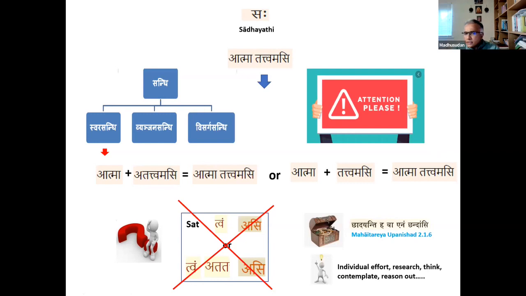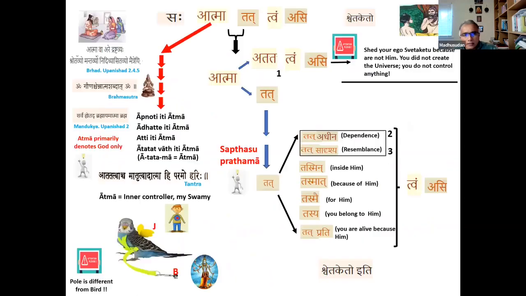And this is a recurrent theme in the Upanishads, that this information is kept in a very cryptic way so that it can open up in various different directions. It is up to individual effort to understand what the Rishi is actually saying, or what the Apaurusheya Veda is actually saying. He could have said Sat Tvam Asi, or he could have said Tvam Atat Asi. That is not what was said. What was said was Atma Tattvam Asi. So Tat was put there, not Sat. So let's come back to that. I hope you will find this interesting.